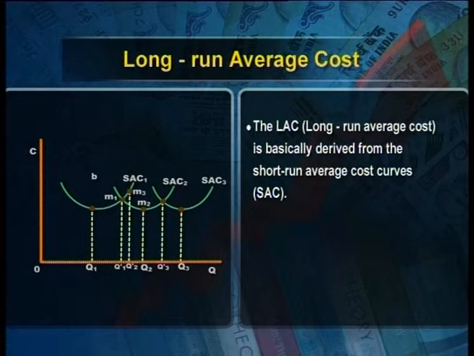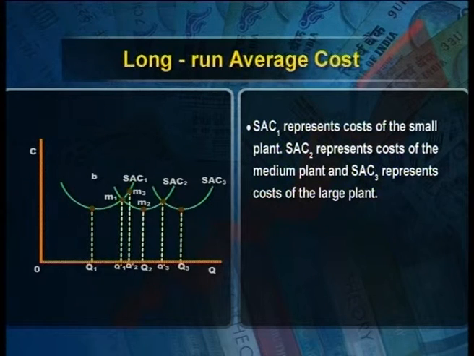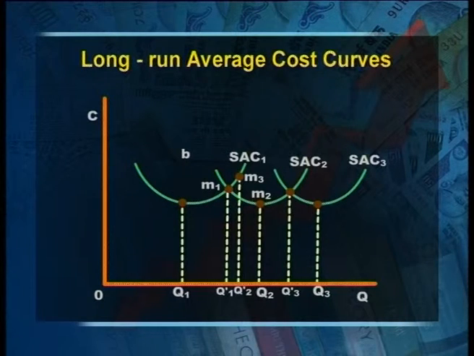LAC, or the long run average cost, is basically derived from the short run average cost curves. Look at the graph. The graph is showing the possible combinations of plant sizes that the firm can employ over a period of time. In the graph, it's clear that we have 3 plants. SAC1 represents the cost of the small plant, SAC2 represents the cost of the medium plant, and SAC3 represents the cost of the large plant. Output is represented on the x-axis and the cost of production is represented on the y-axis. The firm starts with a small plant.